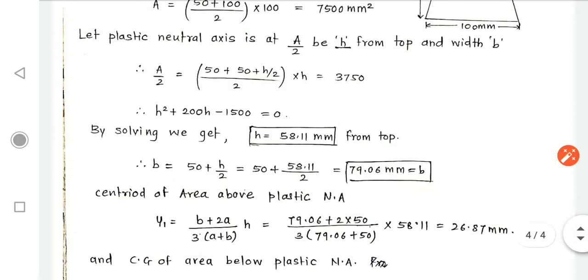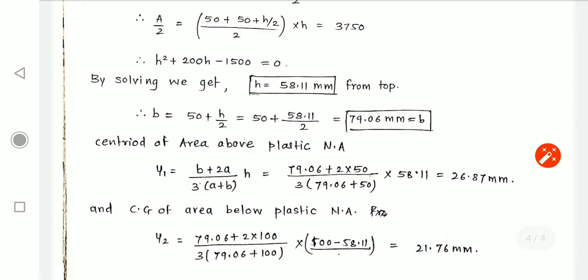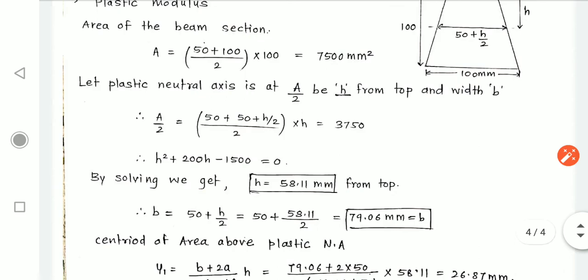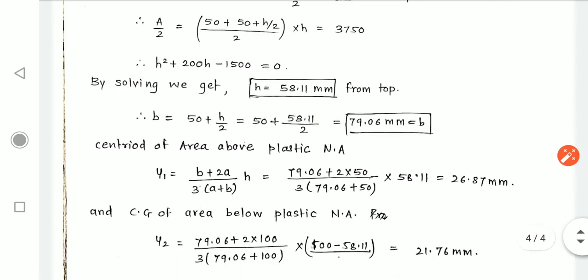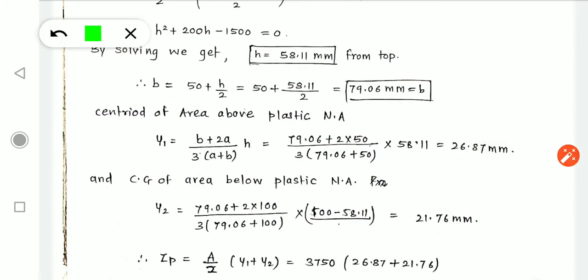In the next step, once I calculated h as 58.11, I put this value in the b formula, because b is written in terms of h. See here, I wrote b in terms of h. Width b is equal to 50 plus h by 2. From there I get to know b is 79.06. Then simple, calculate the centroid of the area above the plastic neutral axis.